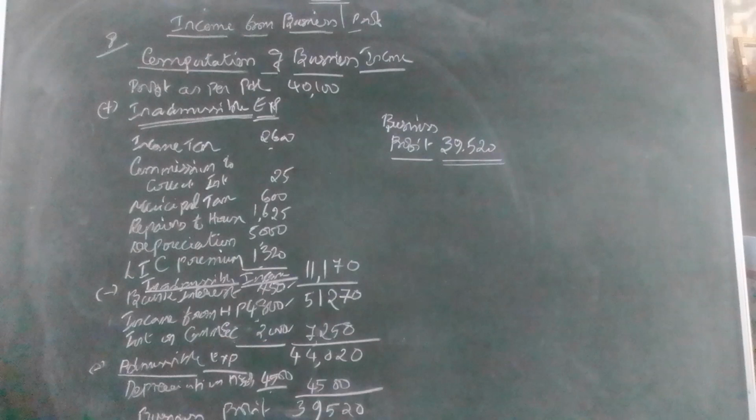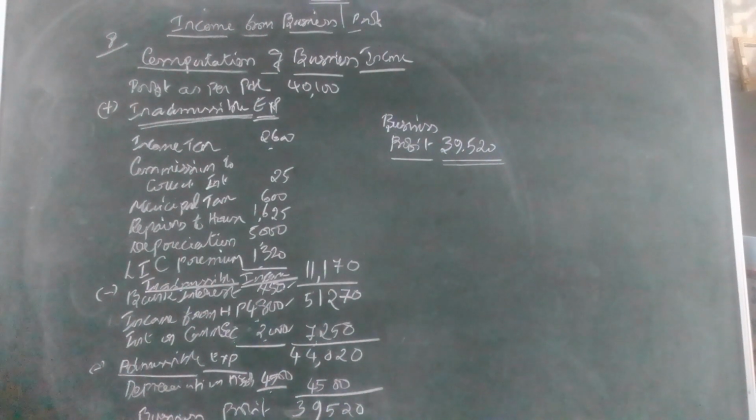Then another important thing, municipal tax. In this problem, that municipal tax is given as municipal tax within brackets for house. Since it is specifically given as municipal tax meant for the house, it is an inadmissible expense. Whereas if it is meant for the business, then that may be an admissible one. Here, since the municipal tax is given for the house, it is inadmissible.